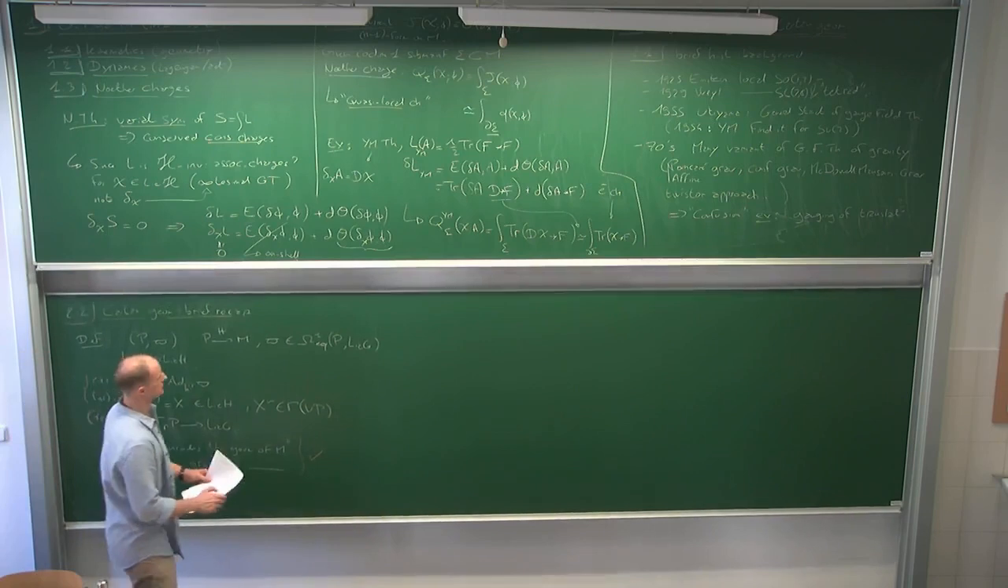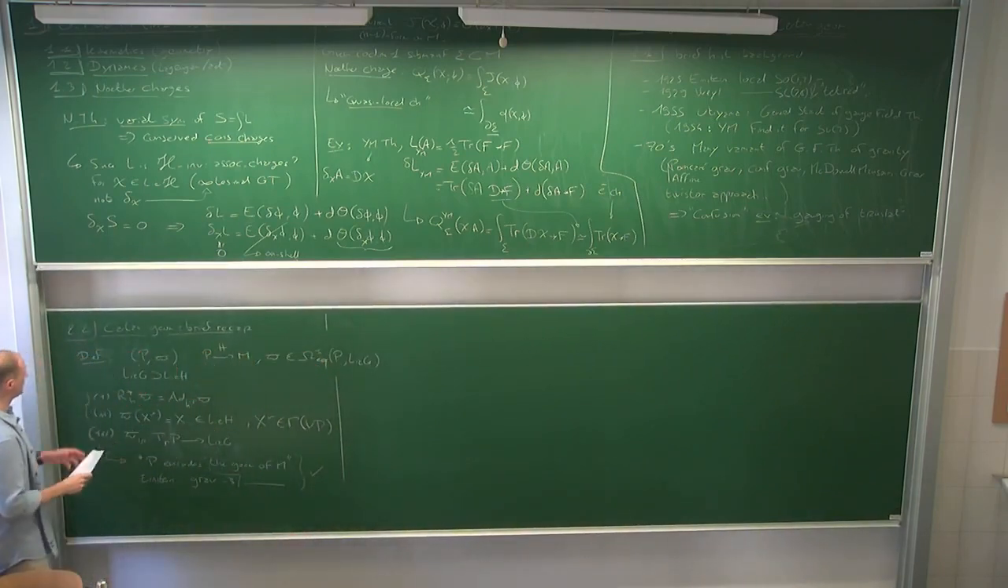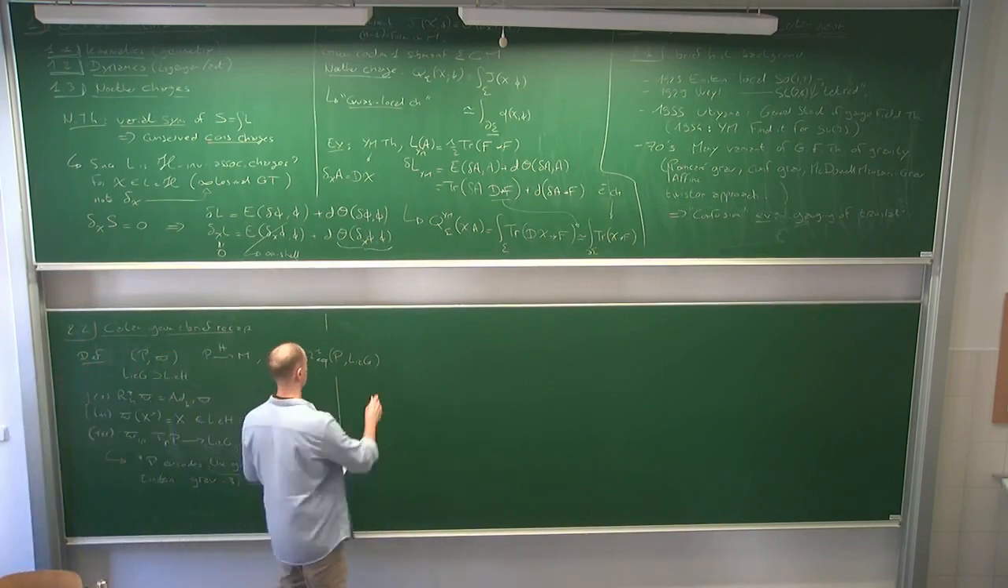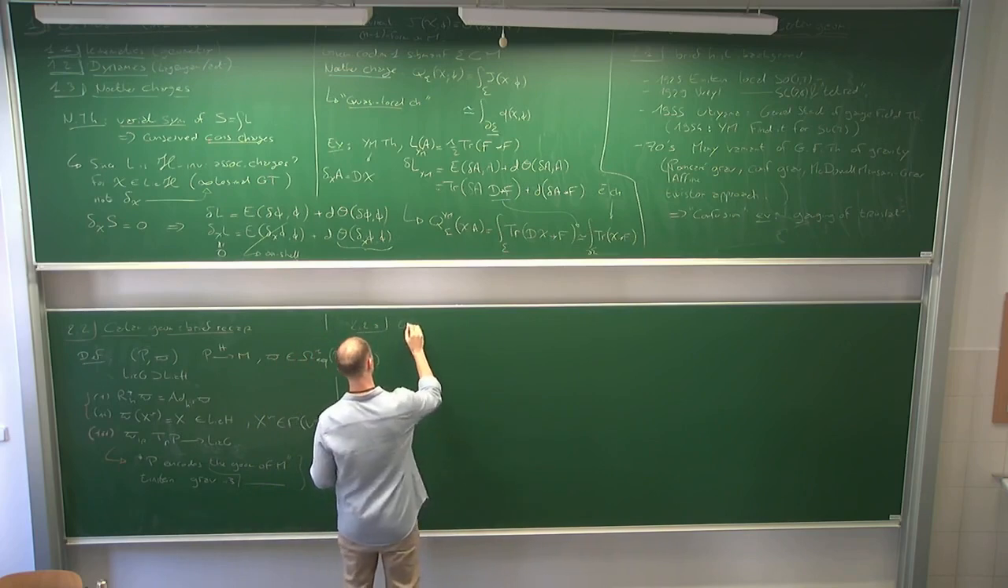So what is nice? What is nice in this framework, of course, or the first thing, for example, is gauge symmetry.